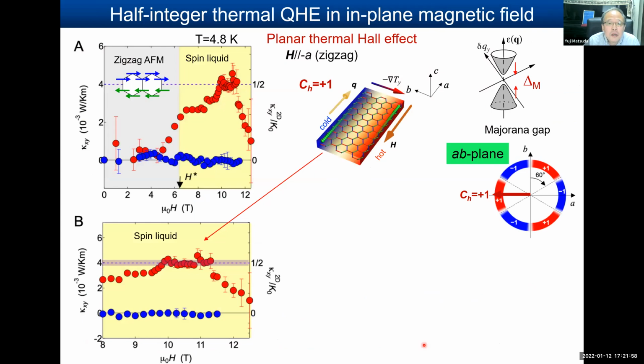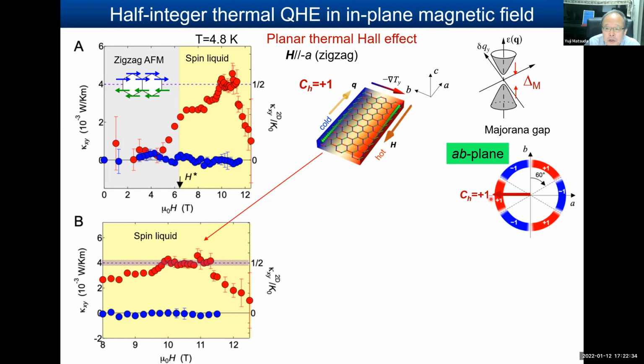Okay, let me discuss the planar Hall effect. In this measurement, we apply the magnetic field parallel to the A-axis. If you apply the magnetic field parallel to the A-axis, we observe no thermal Hall effect in the magnetic ordered state. But we observe a finite kappa xy in the spin liquid state. And at high field, kappa xy is again quantized, and the half quantization is observed here. So the sign and quantization are consistent with the Kitaev model.